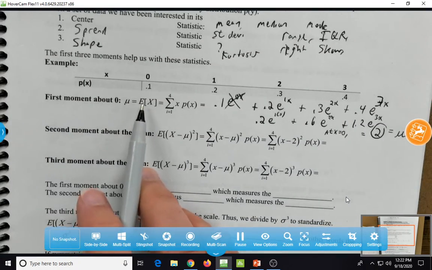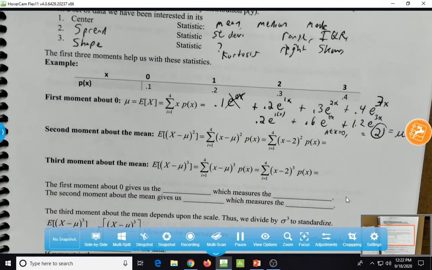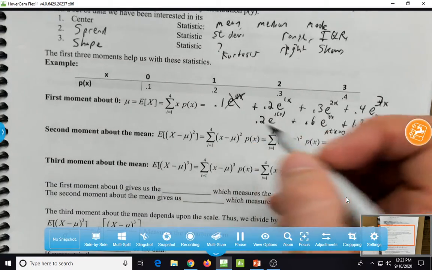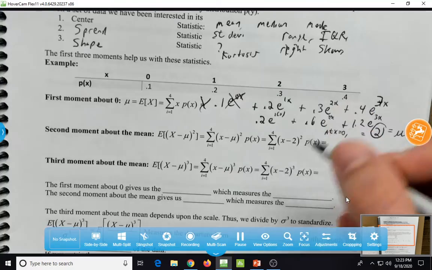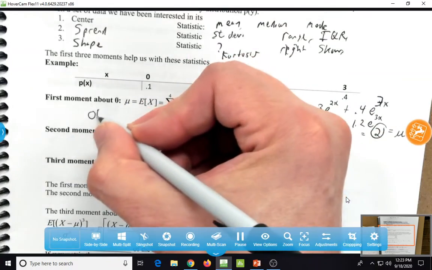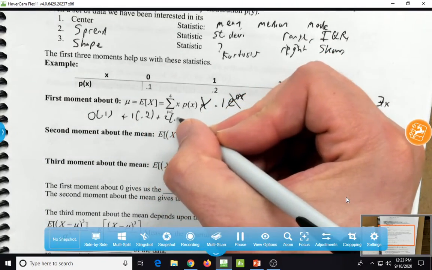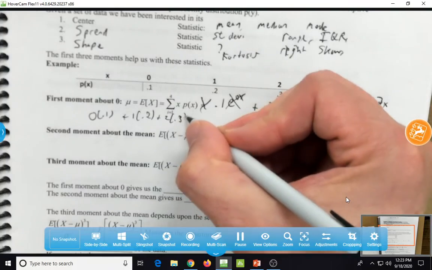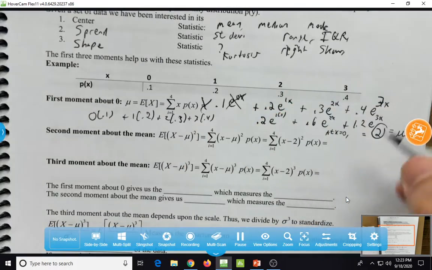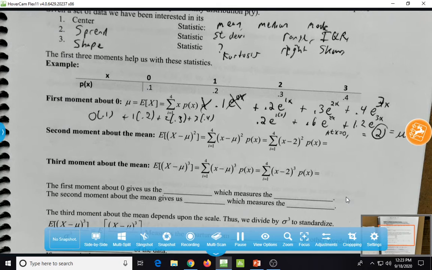So what I have here written, I should have put the equal sign here. I should have crossed it off. My mean here would be 0 times 0.1 plus 1 times 0.2 plus 2 times 0.3 plus 3 times 0.4, and that does give me my mean of 2. So this is the first thing. If I take the derivative of my moment generating function, then I get the mean.